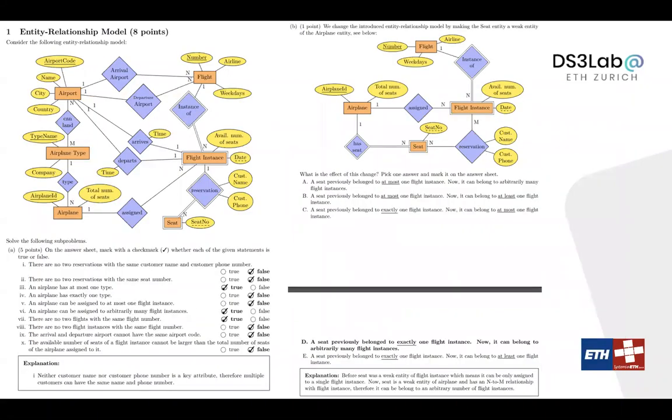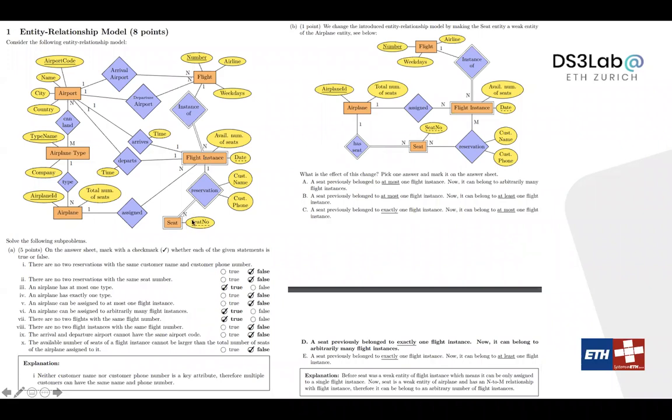And when you talk about the exam, you may have a question that looks like this. That might look a little bit intimidating because it's a very complex graph, but just sit down and try to read it. So what do we have? We have a whole bunch of entity types. You have airport, airplane type, airplane, and flight instance. Here you can see this is a weak entity. The seat is a weak entity that depends on flight instance. You cannot have a seat without the flight instance.